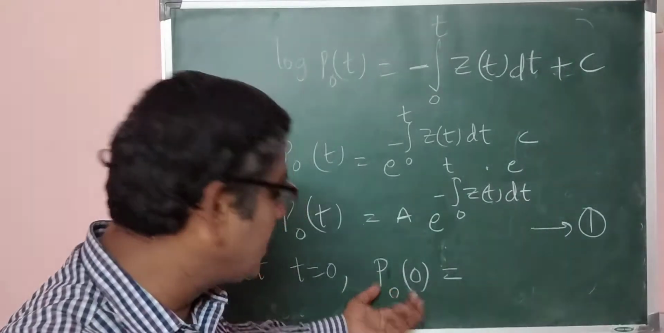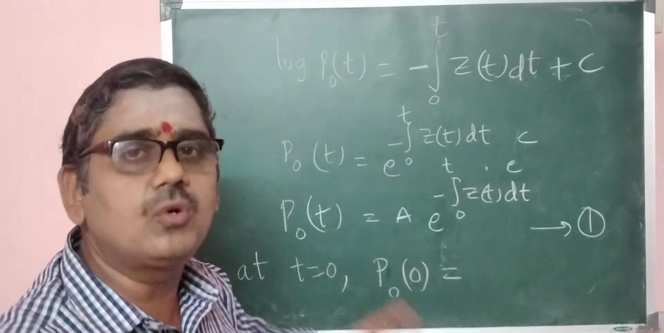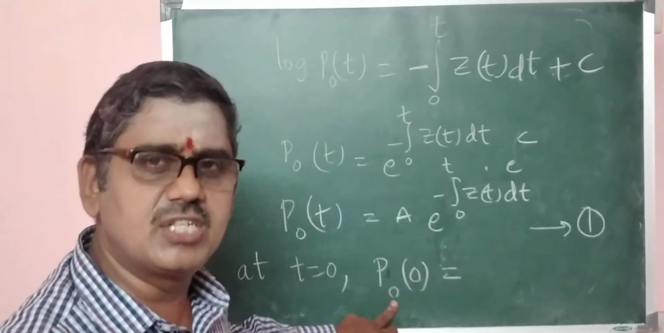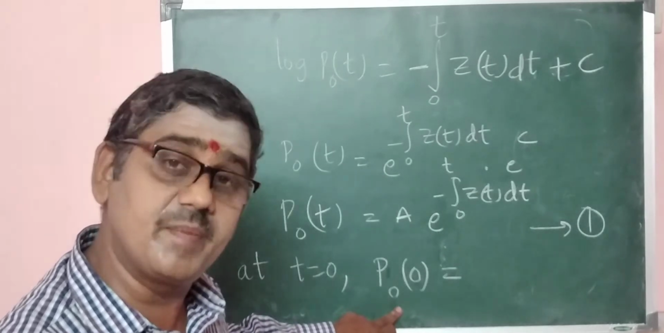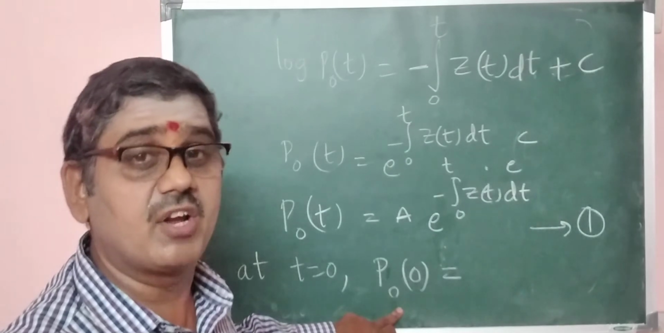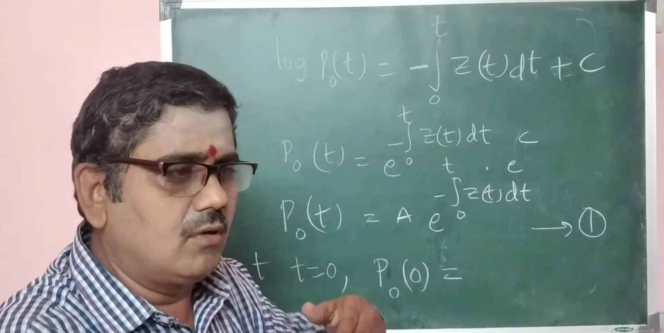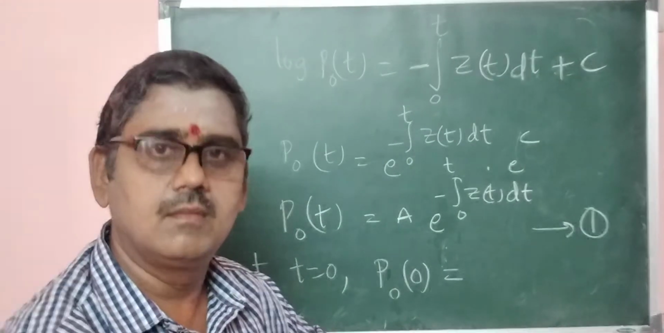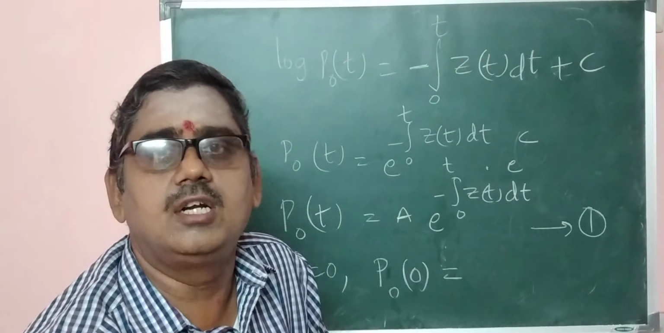To identify this value, this is nothing but a probability. But how to calculate this probability? P naught indicates state 0. At state 0, the probability that a particular component will not fail. State 0 means the probability that a component will not fail at time period 0. Time period 0 means the working condition of a particular component has not started at all.